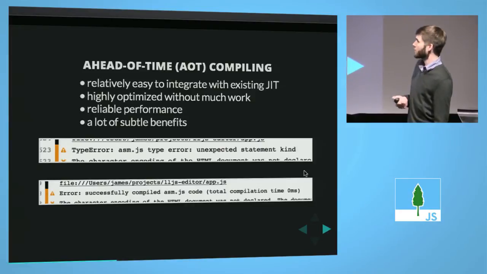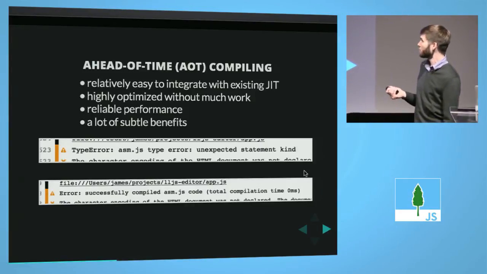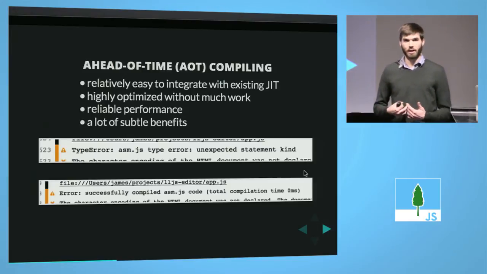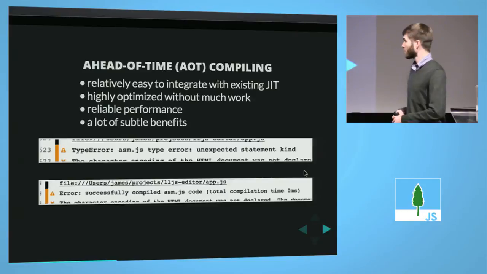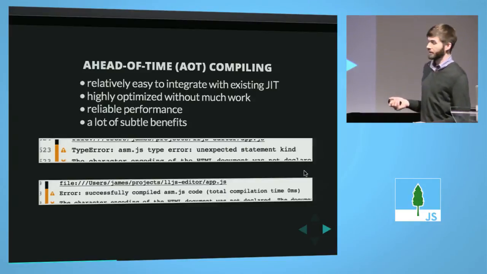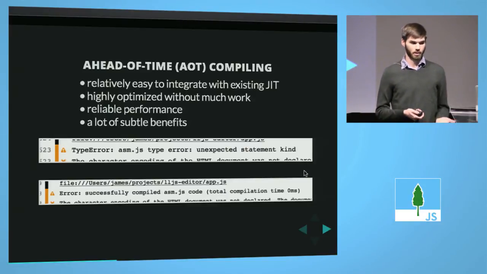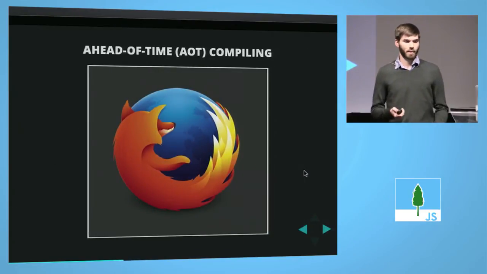In Firefox, if you try to use asm.js and you don't conform to the spec, it will actually give you type errors. It will say, hey, this code is not valid as asm.js. So it's kind of like, okay, you can't optimize it as much. And when you do compile it, it even tells you that it's successfully compiled the asm.js code. So that's what Firefox does currently.